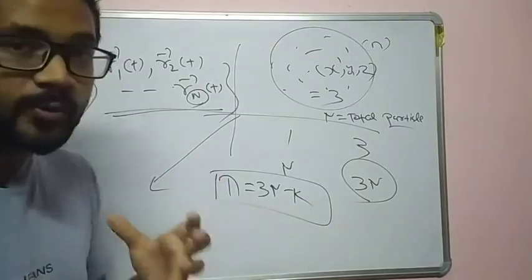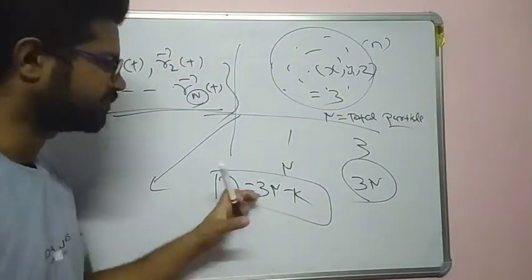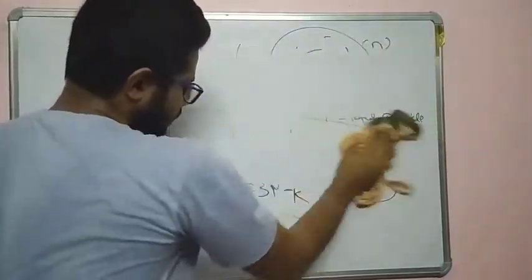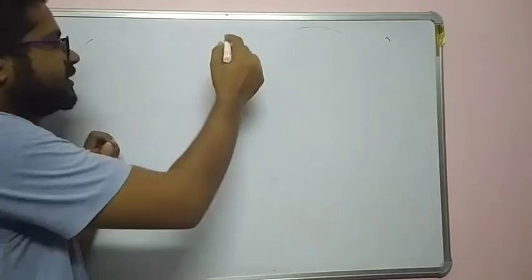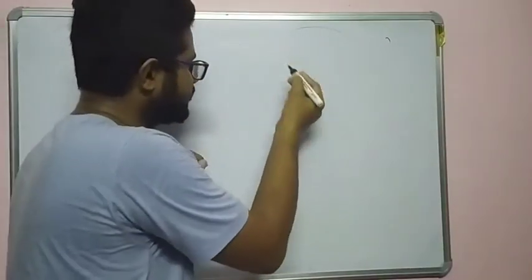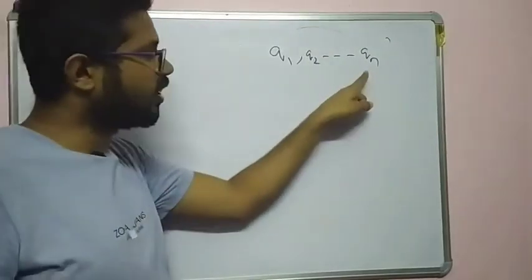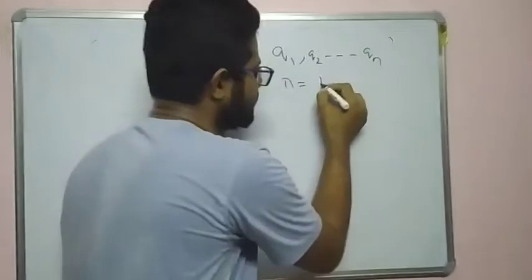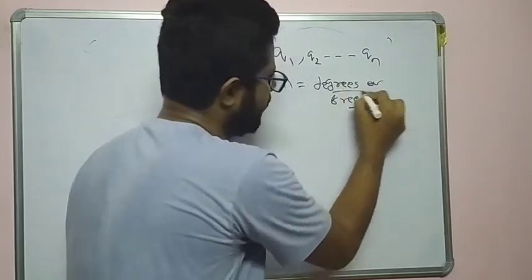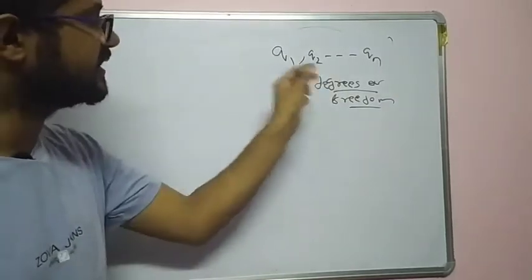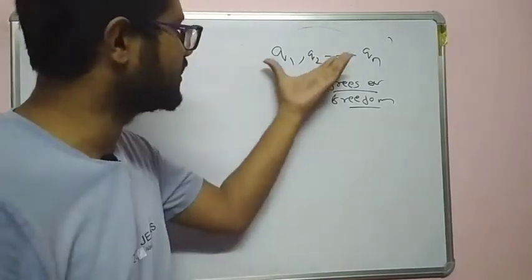Okay, next question is, can we find generalized coordinates from these degrees of freedom? Answer is yes, definitely you can find the generalized coordinates from these degrees of freedom. So let us see how we can find this with an example. How will you represent the generalized coordinates? The generalized coordinates are represented by q1, q2 up to qn. Note it here, small n, not capital N. This small n is nothing but the degrees of freedom. Are you getting my point? You know how to calculate the degrees of freedom.